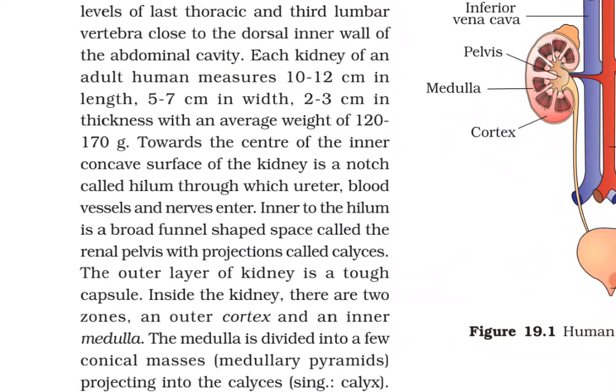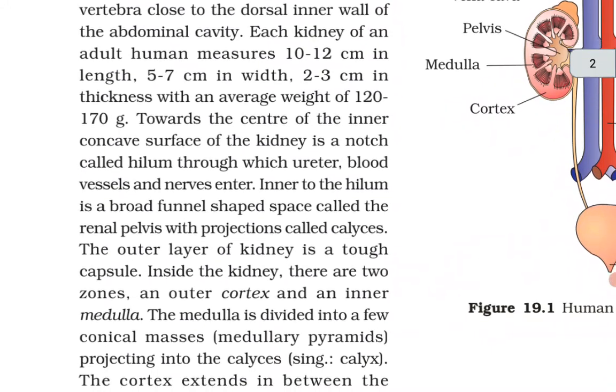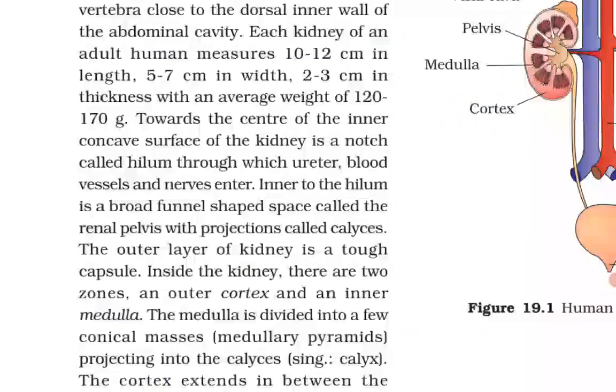Towards the center of the inner concave surface of the kidney is a notch called a hilum, through which the ureter, blood vessels and nerves enter. Inner to the hilum is a broad funnel-shaped space called the renal pelvis with projections called calyces. The outer layer of the kidney is a tough capsule.